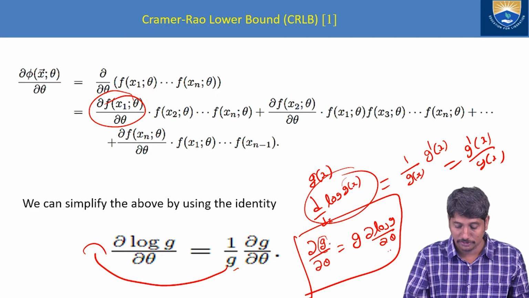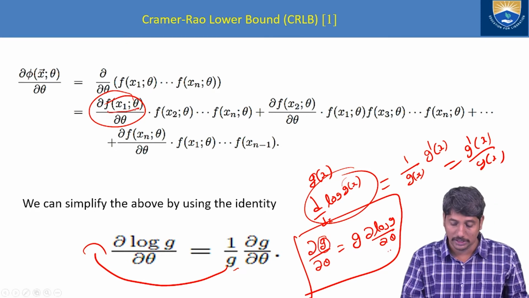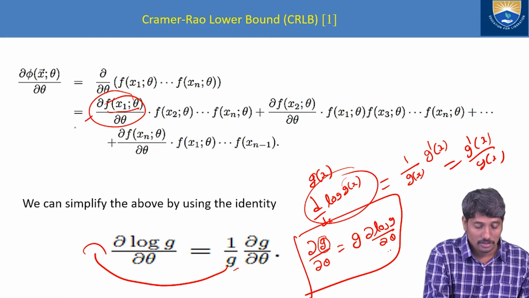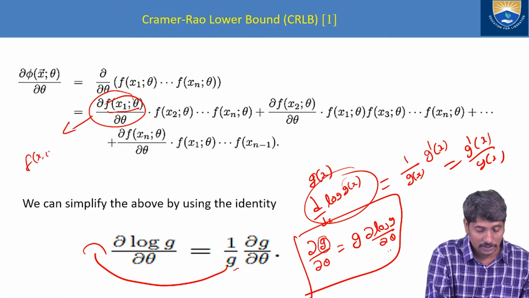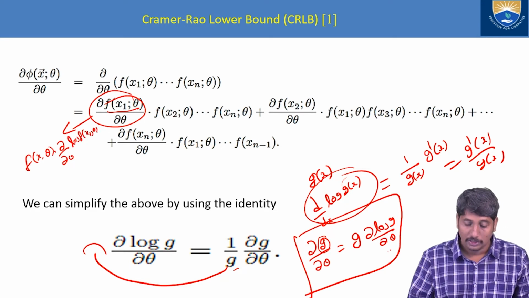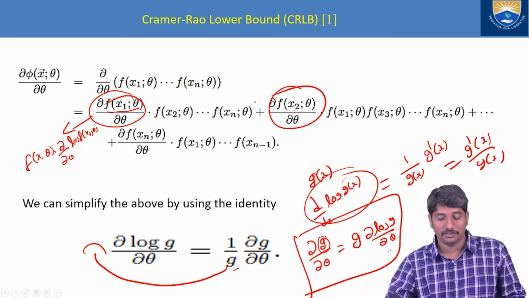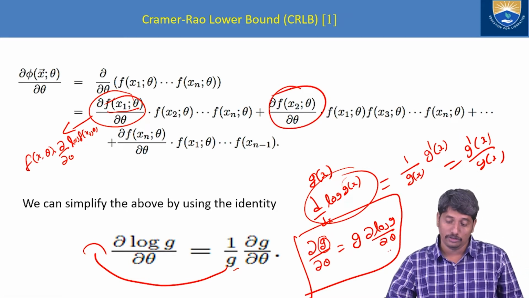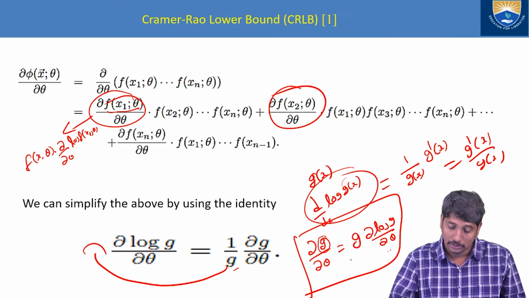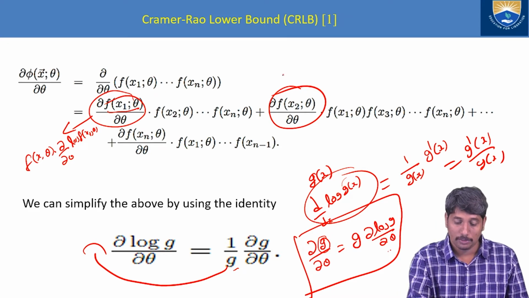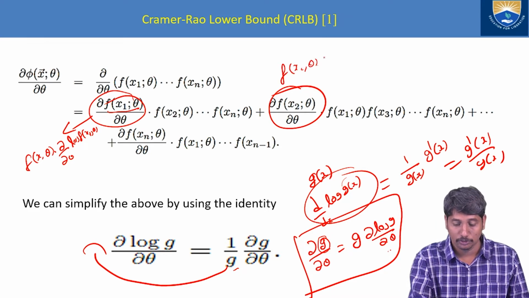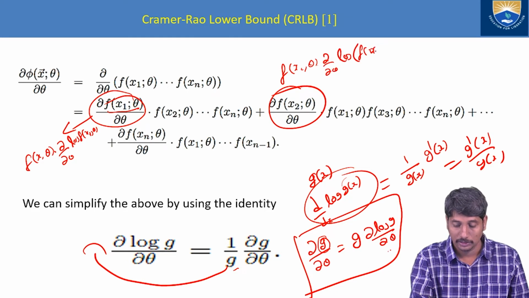That is here in the place of g. We are assuming f of x1 comma theta. This becomes f of x1 comma theta into dou by dou theta of log of f of x1 comma theta. In the same way, here if you assume dou by dou theta of f of x2 comma theta, it could be written as f of x2 comma theta into dou by dou theta of log of f of x2 comma theta.